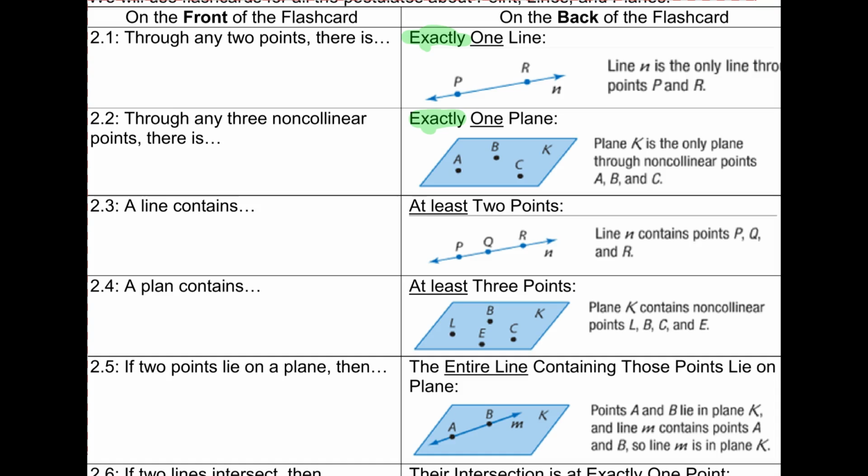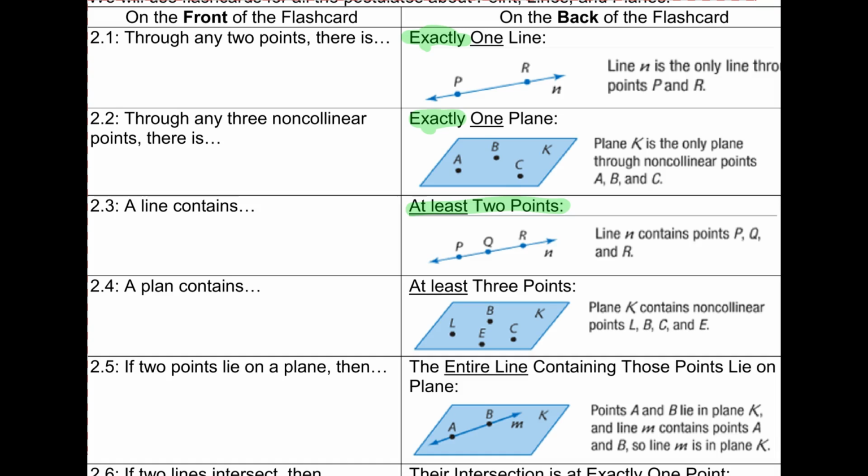A line contains at least 2 points. At least. So the difference between exactly and at least. Exactly is it's only one line through 2 points. That's it. There's no other right answer. There's not 0 or 2 or 5. There's only one line through any 2 points. But a line can contain 50 points. But it has to have at minimum 2. It could have 3, 4, 50, 1,000, whatever. But it has to have at least 2 points. Because otherwise, if you only have 1 point, you're like, well, where's my other one? I don't know where my line is going.